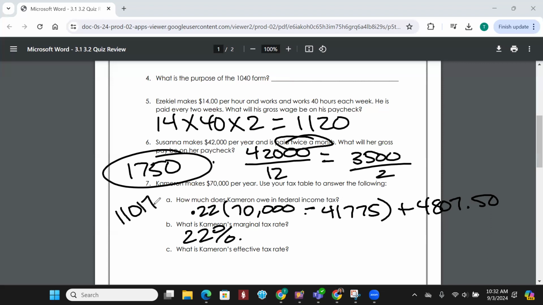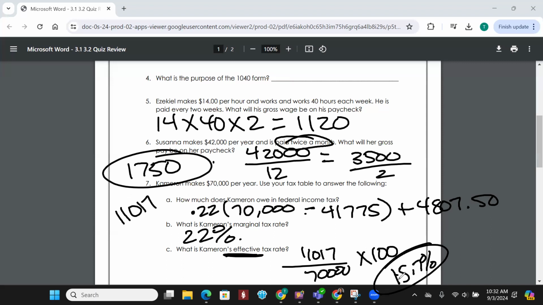Are we okay? Then the effective tax rate is how much you found here divided by how much she makes in a year. So 11,017 divided by 70,000, and we're going to multiply by 100. That's going to give me about 15.7%. So notice that she's in the tax bracket of 22%, but really only 16% of her income is actually taxed. And remember, this is just your federal income tax, not including state.